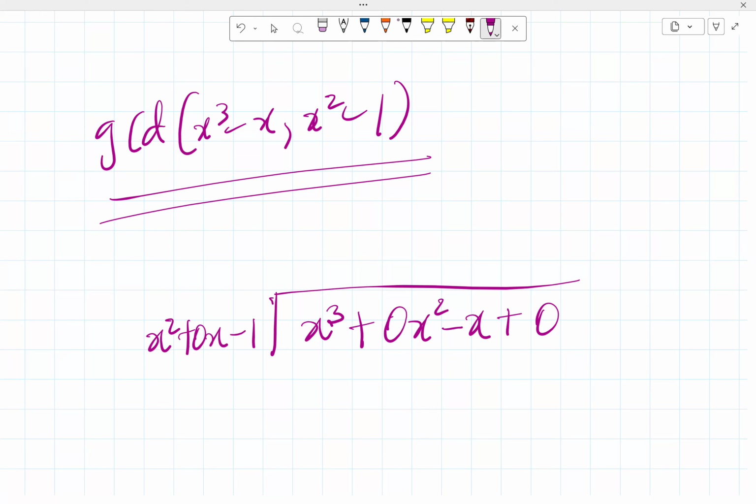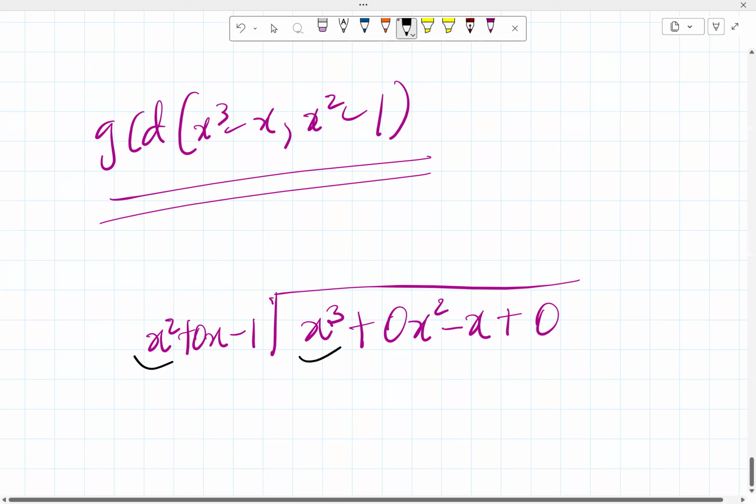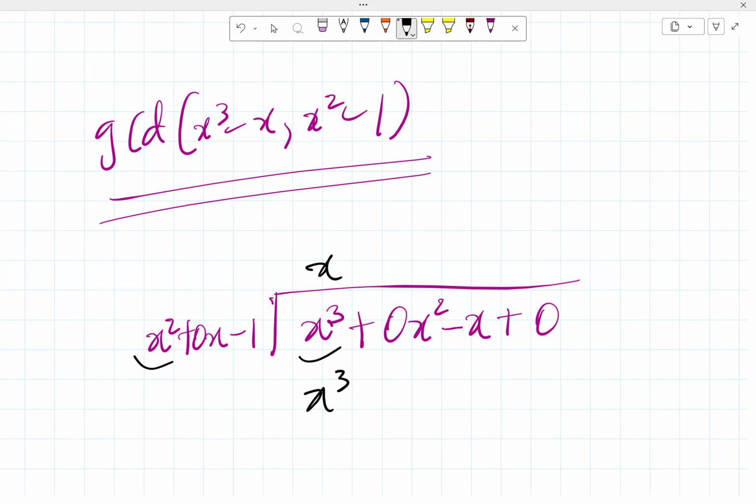x cubed divided by x squared, that's x. So x times x squared gives you x cubed. Then x times 0x is 0x squared. You see why we also need this? And x times minus 1 is minus x. So we can subtract. x cubed minus x cubed is gone. 0x squared minus 0x squared is gone.